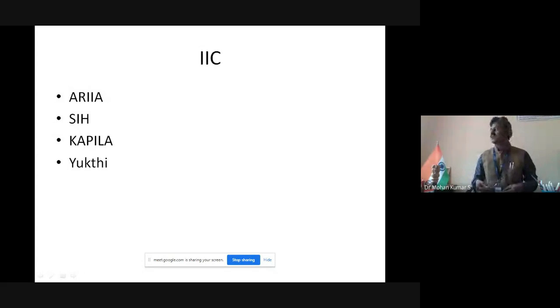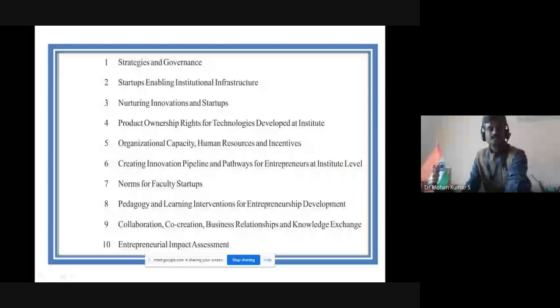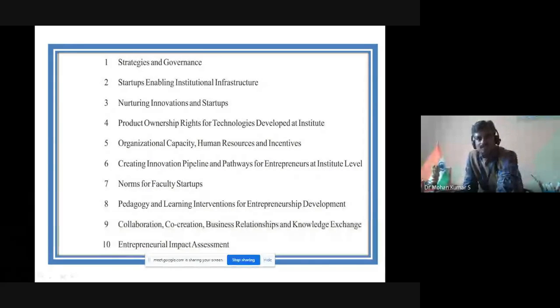And I'll brief you on what exactly we can do. I have some more content to present. So these are all the strategies, or the constraints or areas where we need to concentrate: strategies and governance, startups, enabling institutional infrastructure, nurturing innovation and startups, product ownership rights for technologies developed by the institution, organizational capacity, human resources and incentives, and creating an innovation pipeline and pathways for entrepreneurs at institution level, norms for faculty startups.